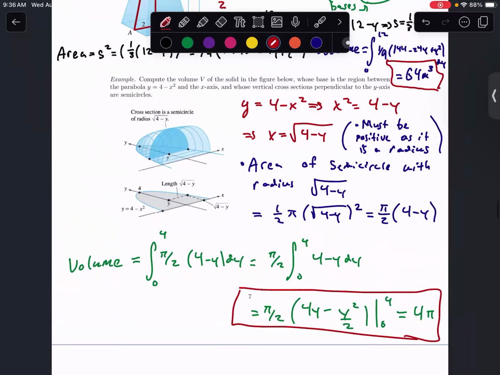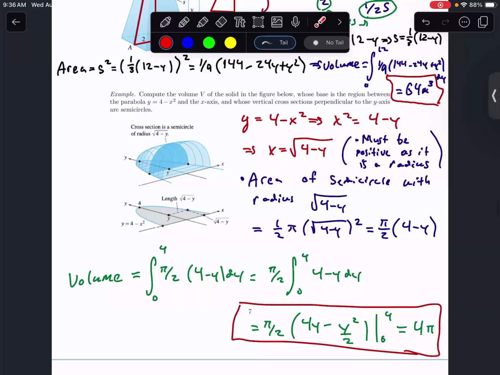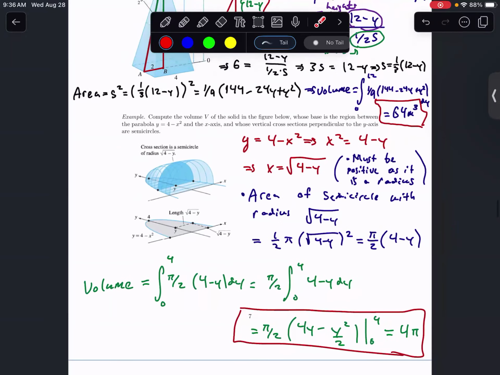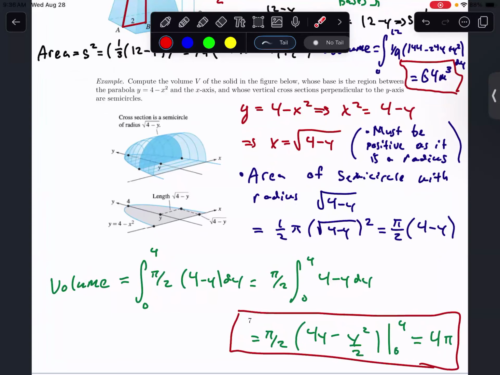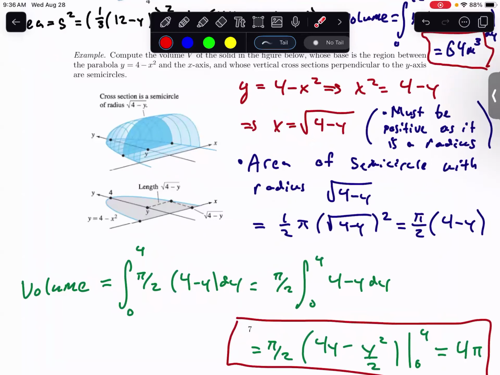Yeah, so even though the problems seem really different from one another in terms of what the body looks like and how we found the area equation, the process is pretty similar. You ultimately want to be able to express the area in terms of whatever your variable ends up being, then you integrate that area equation. Okay, any questions about this example?